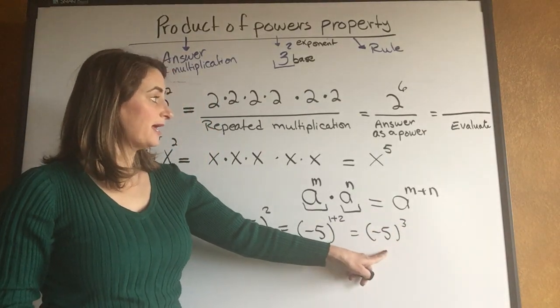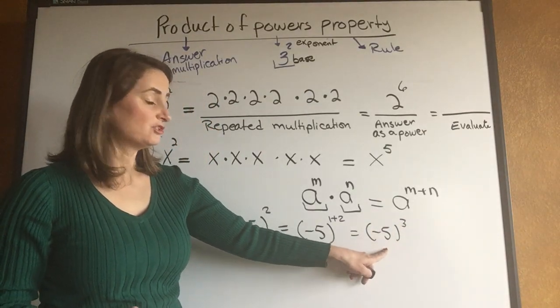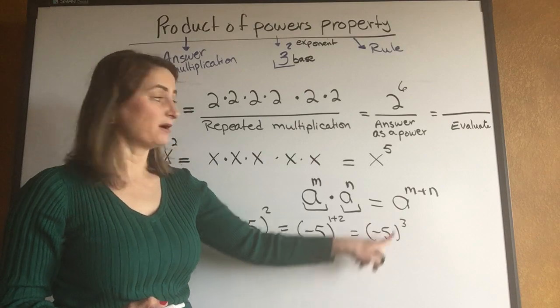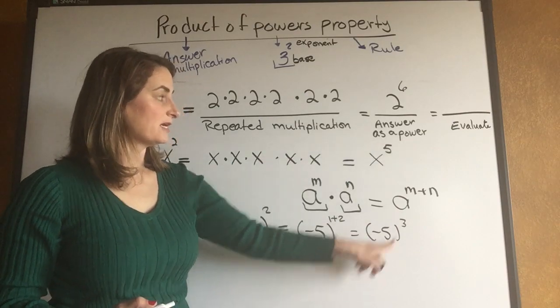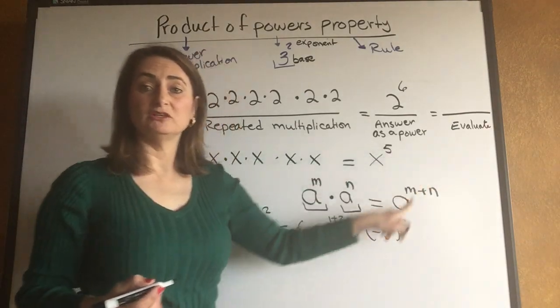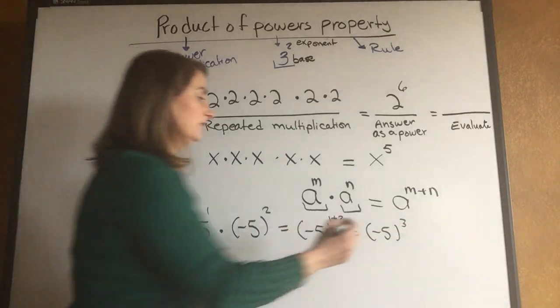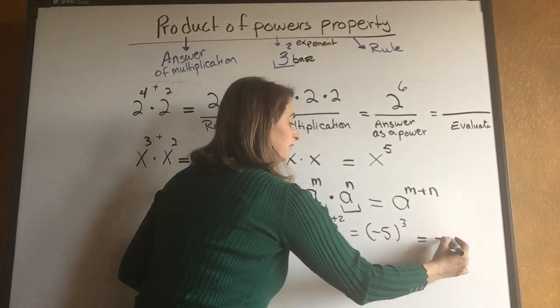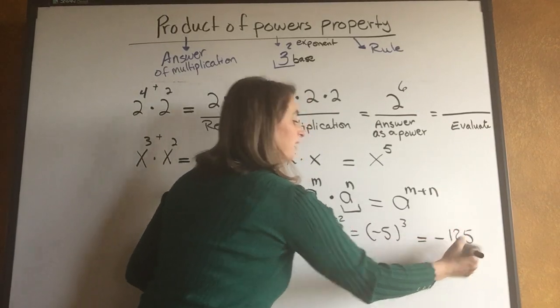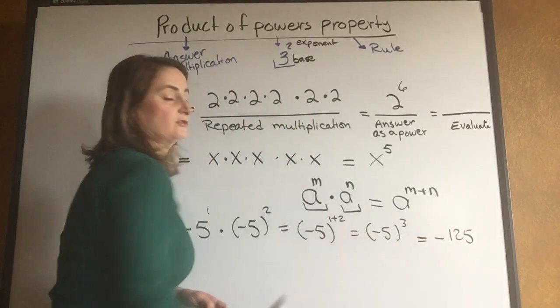That's writing the number as a power. So if the question is asking you to leave the answer as a power, you leave it as a power. If it's asking you to evaluate, that means you really need to find what negative 5 times negative 5 times negative 5 equals, and that gives you negative 125. That's to evaluate, and that's to leave as a power.